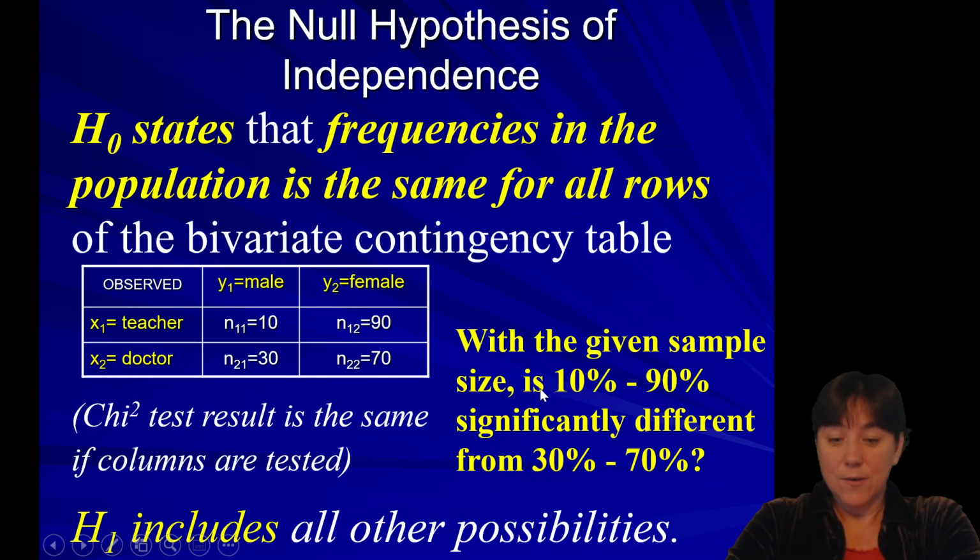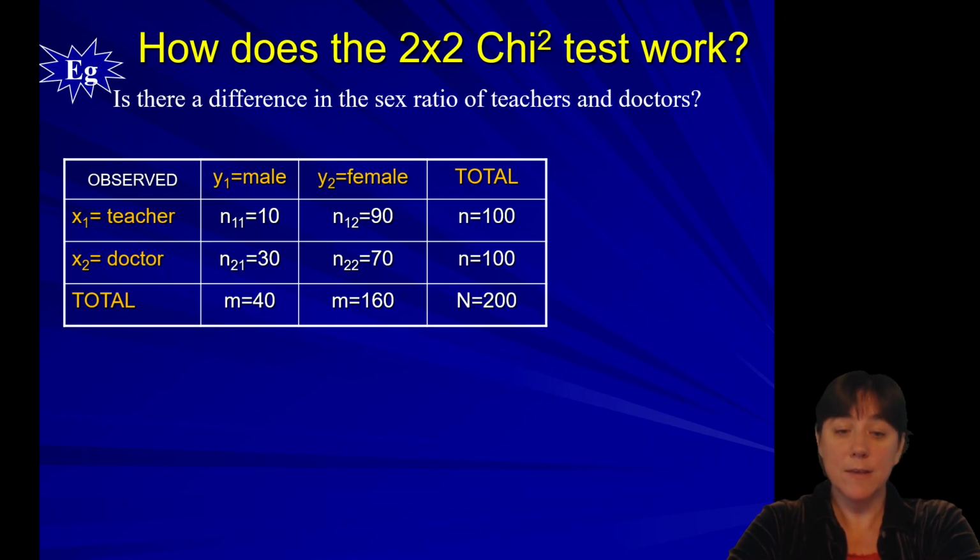Question is here: if the teachers are 10% compared to 90%, is that significantly different from the 30-70% we observed with the doctors, given a certain sample size? Because a sample size, as always, is important here too.